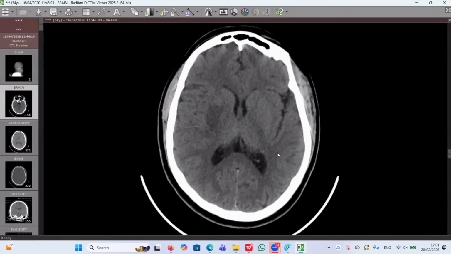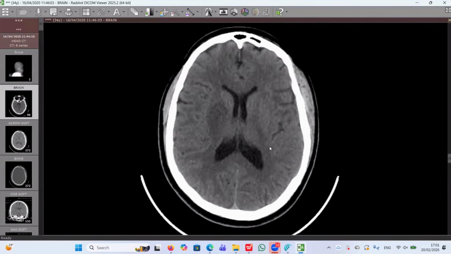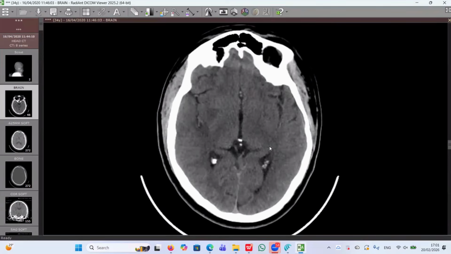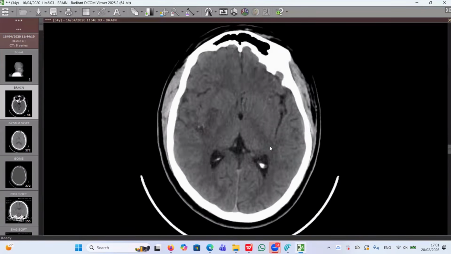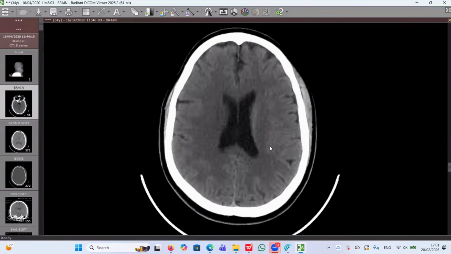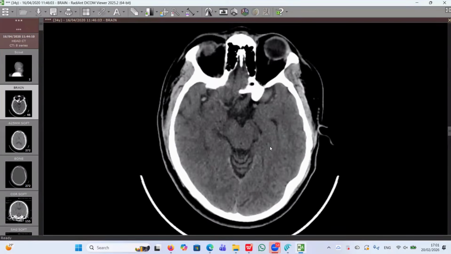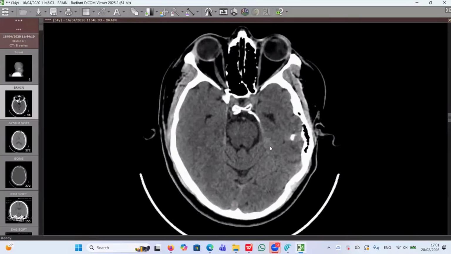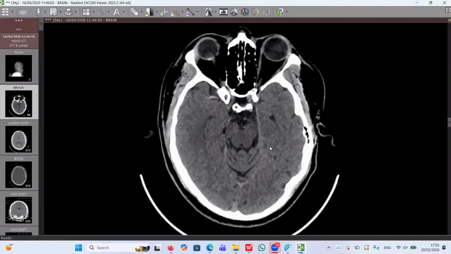Where is this hypodense area? Where is it located, please? This is located in the right cerebral hemisphere, in the periventricular area and frontal lobe. There is no effacement of the lateral ventricle and no shifting of the midline. You did very well.